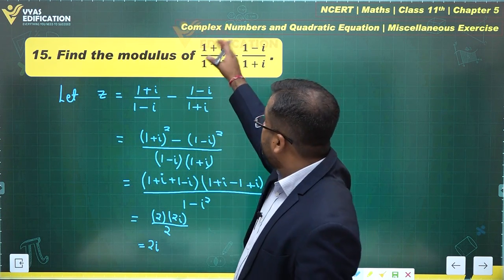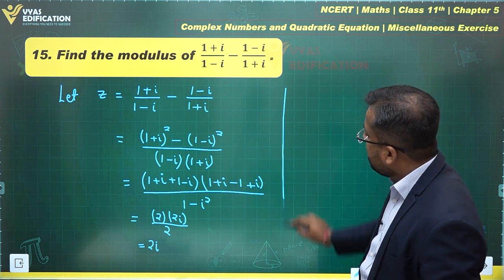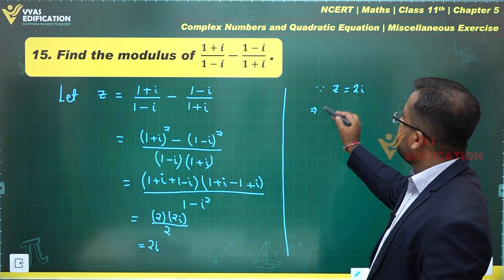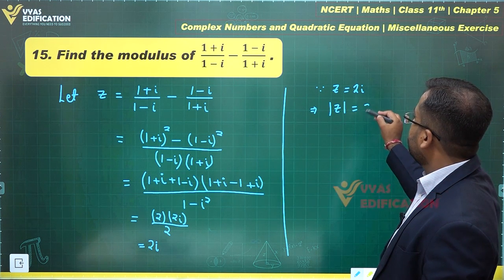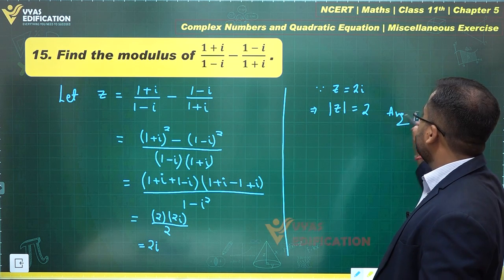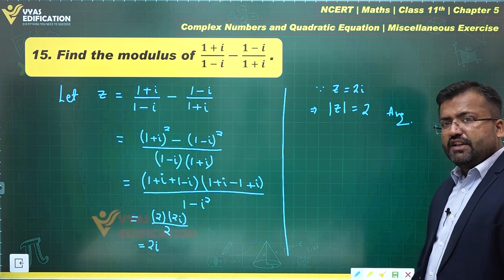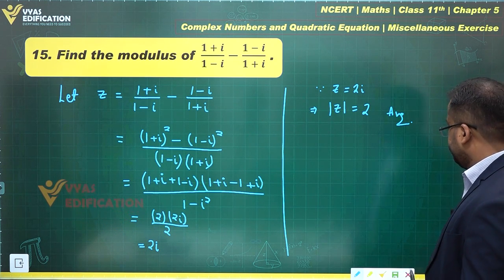That complicated expression simplifies to this 2i, and since z equals 2i, it implies modulus of z equals 2. And yes, that is my answer for this question over here. Is that all? Yes, that is all in this question.